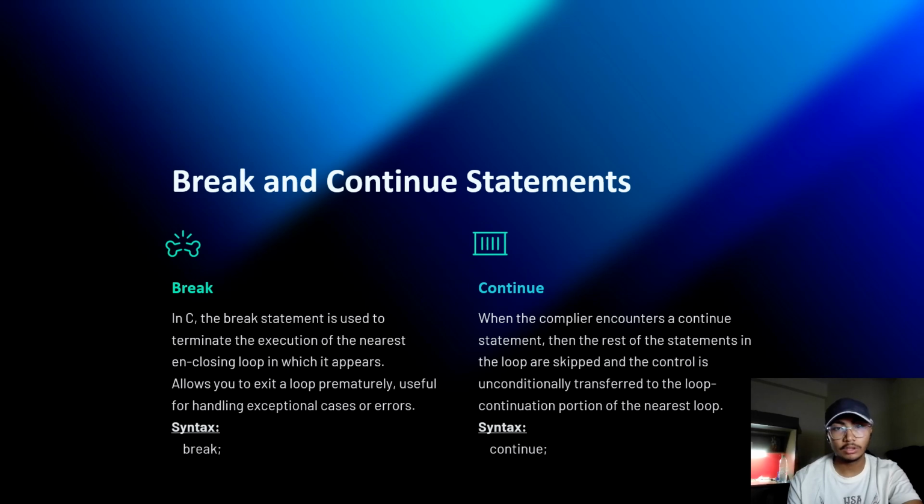Break and continue statements. Break. In C, the break statement is used to terminate the execution of the nearest enclosing loop in which it appears. It allows you to exit a loop prematurely, useful for handling exceptional cases or errors. The syntax is given as follows. Continue. When the compiler encounters a continue statement, then the rest of the statements in the loop are skipped and the control is unconditionally transferred to the loop continuation portion of the nearest loop.